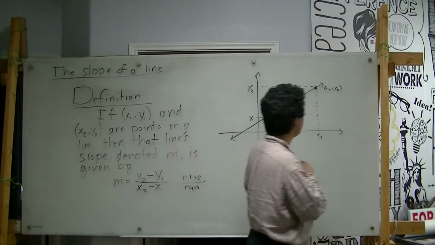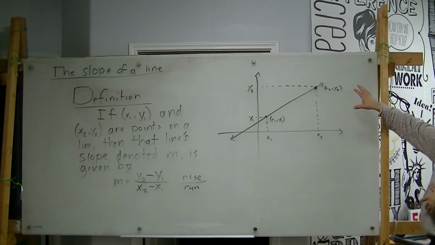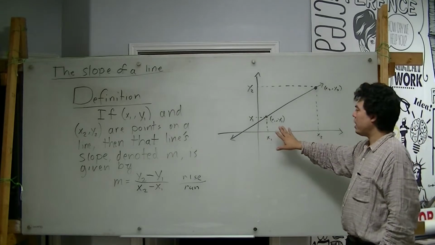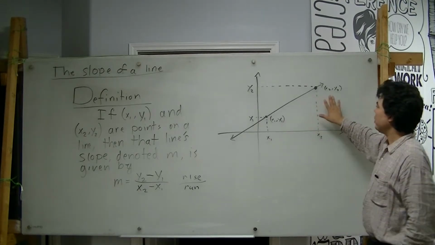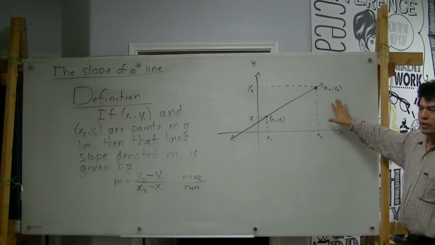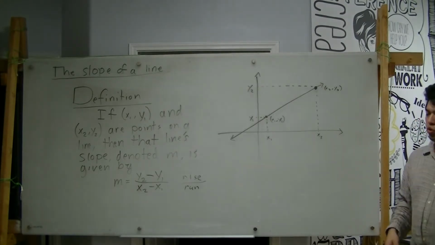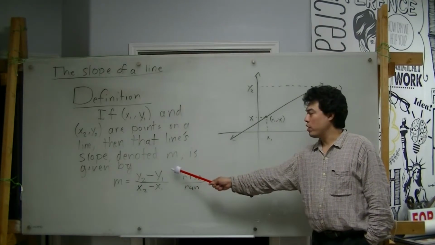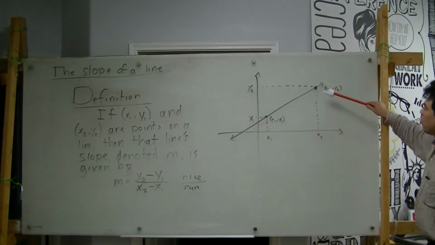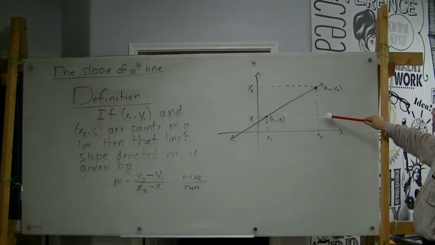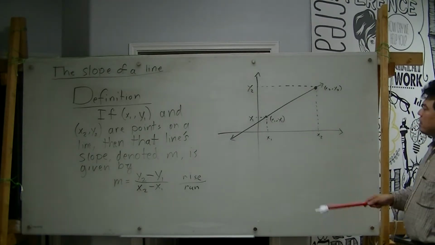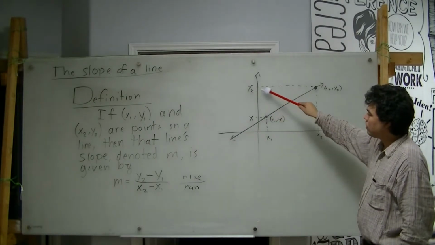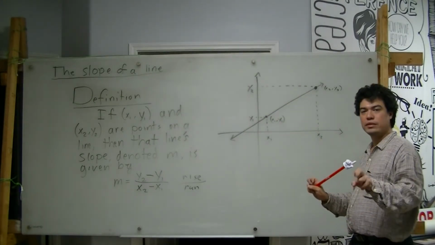Now, let's look at this figure over here. This figure shows this line with the point x1, y1 and the point x2, y2 here. Now, let's think about what the numerator of this fraction, of this slope, is. The numerator is y2 minus y1. That is y2 minus y1. So what does that give us? That gives us this length here, right? And so that's why it's called the rise.